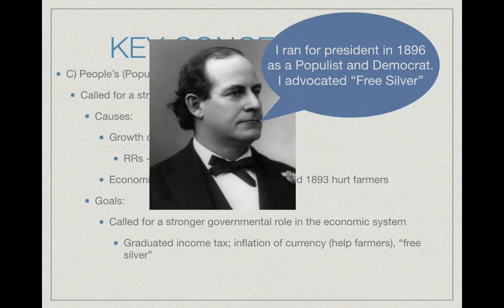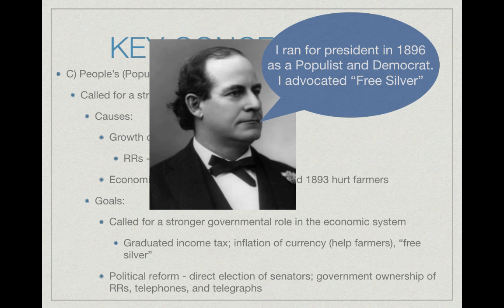And they also want a graduated income tax, which means the more money you make, the more you pay in taxes. They wanted the inflation of currency, which would help poor farmers, and free silver, and not using just gold to back up the value of money. And the candidate in 1896 was William Jennings Bryan, who was a 3-time presidential candidate, and he in 1896 ran as a Democrat, and he advocated free silver.